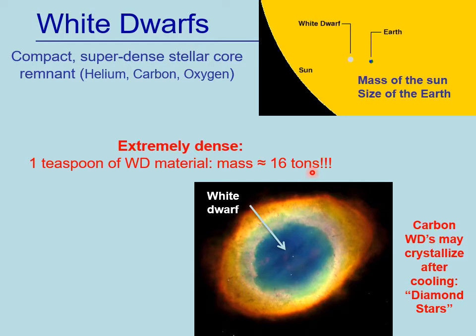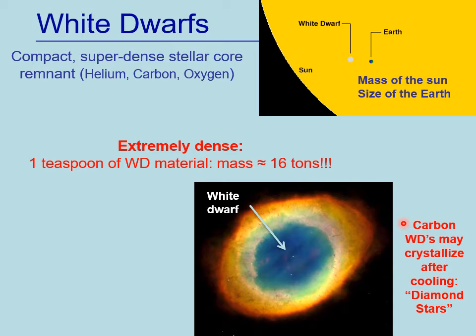So imagine taking, for example, 10 cars or trucks and smashing them down smaller and smaller and smaller until they all fit inside of a spoon. Right? This is what white dwarf material is. It's very strange material.